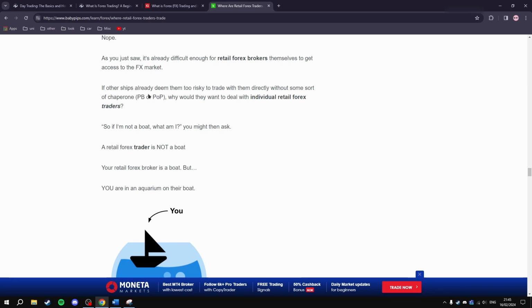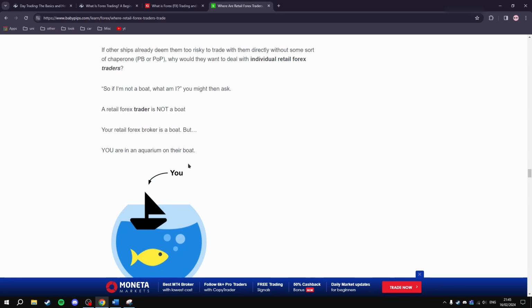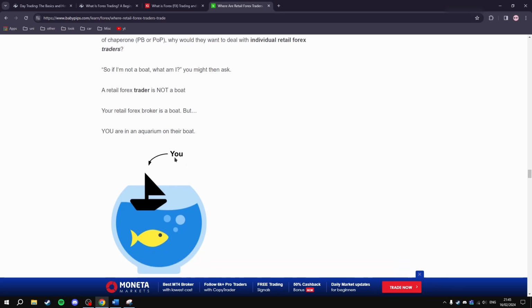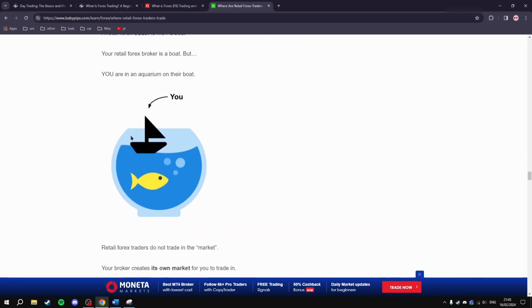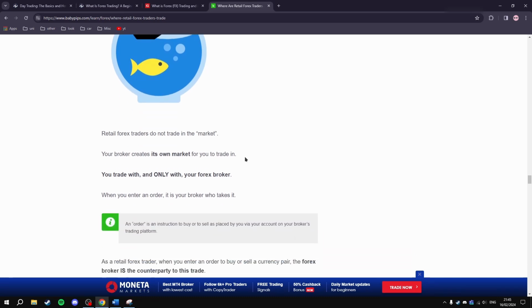Your retail forex broker is a boat, but you are in an aquarium on their boat. Retail forex traders do not trade in the market. Your broker creates his own market for you to trade in. You trade with and only with your forex broker. When you enter an order, it is your broker who takes it.